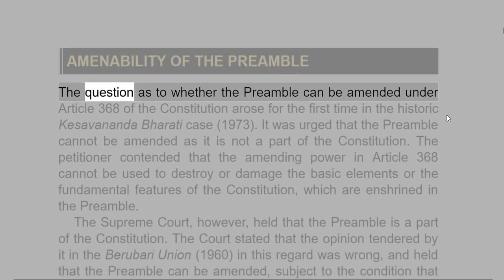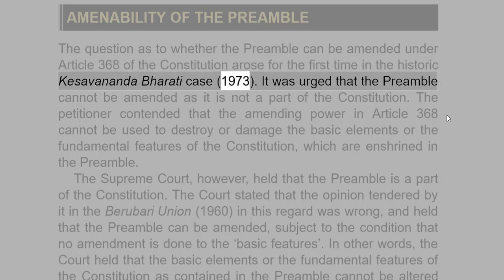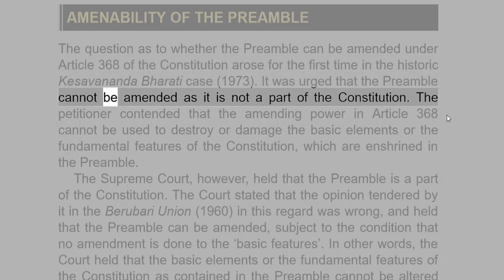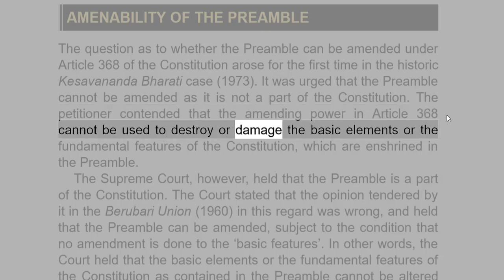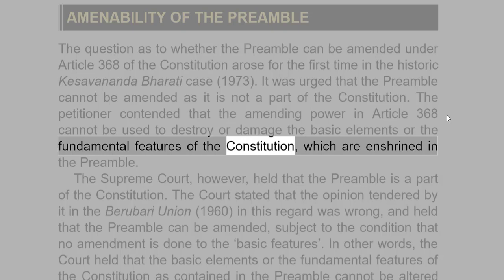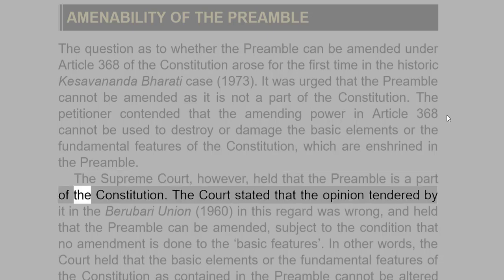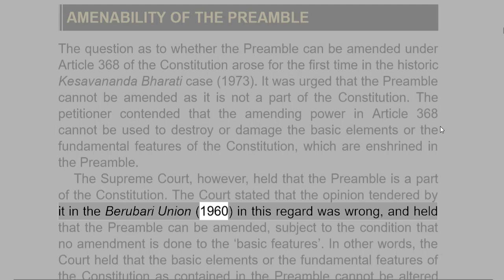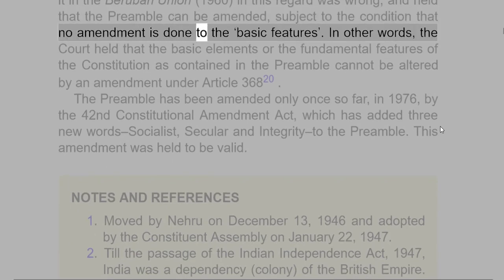Amendability of the Preamble. The question as to whether the Preamble can be amended under Article 368 of the Constitution arose for the first time in the historic Kesavananda Bharati case, 1973. It was urged that the Preamble cannot be amended as it is not a part of the Constitution. The petitioner contended that the amending power in Article 368 cannot be used to destroy or damage the basic elements or the fundamental features of the Constitution, which are enshrined in the Preamble. The Supreme Court, however, held that the Preamble is a part of the Constitution. The court stated that the opinion tendered by it in the Berubari Union case, 1960, in this regard was wrong, and held that the Preamble can be amended, subject to the condition that no amendment is done to the basic features.